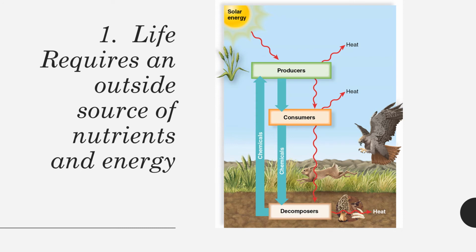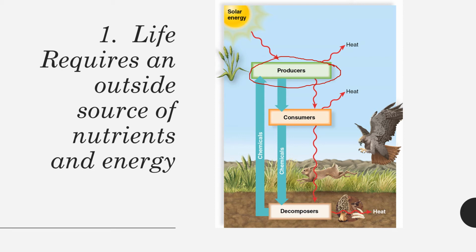Okay, we said that our first requirement to be a living thing is that you require an outside source of nutrients and energy. So nutrients being the chemicals that we need to create, like proteins and your cytoskeleton, things like that. Those nutrients are generally going to be ones that are created at our producer level. So if you're looking here at this diagram, you'll notice that here are our producers.